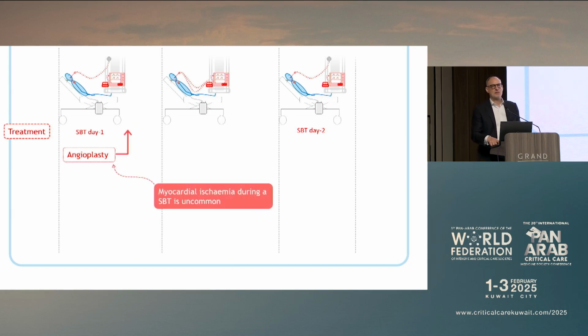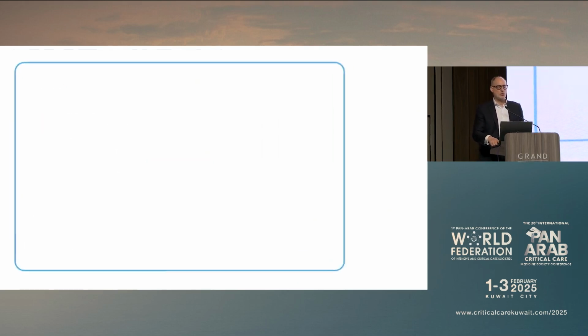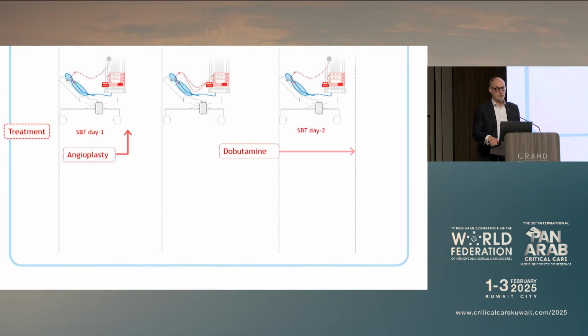Angioplasty is often cited, but it should, of course, be decided if an obvious myocardial ischemia occurs during the spontaneous breathing trial, but it's quite uncommon. In this study, for instance, by another French team, you see that the spontaneous breathing trial induced myocardial ischemia in a very small proportion of the cases. So myocardial ischemia is likely an uncommon cause of this weaning-induced pulmonary edema.